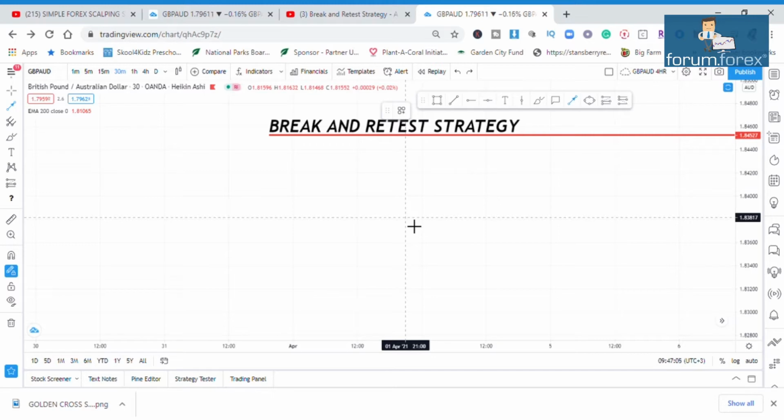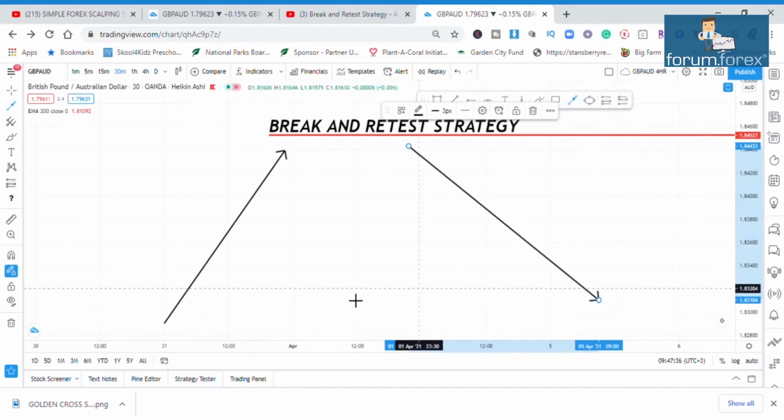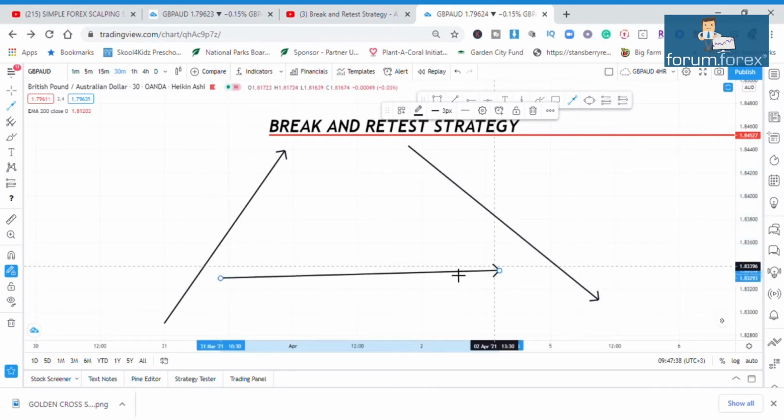So guys, in today's video I want to share with you the break and retest strategy. It's very simple because we are using pure price action, and for you to understand this strategy you need to understand three things: that the market has three phases. There's the upward trend, there's the downward trend, and there's the sideways structure. You need to understand every structure and their behavior.